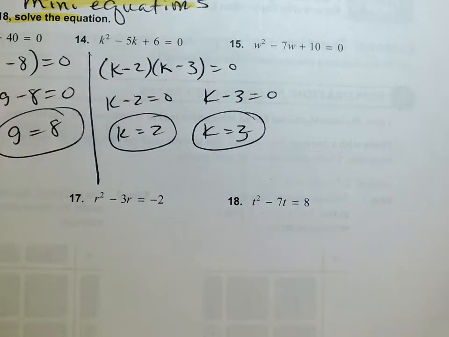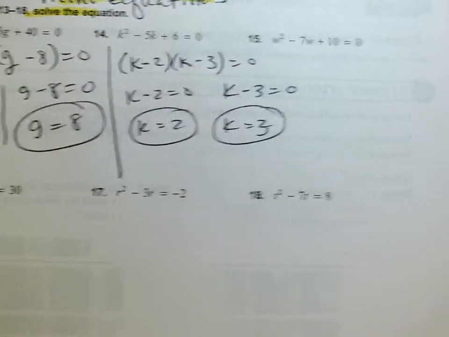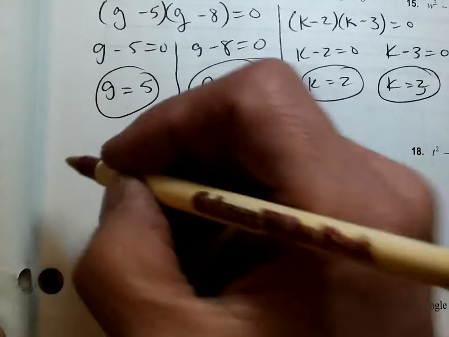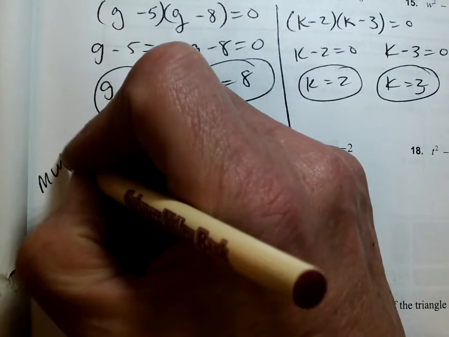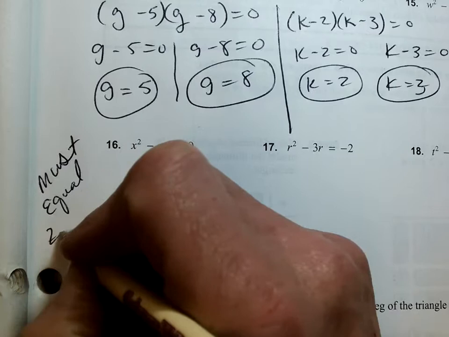Okay. Let's jump down to 16 when you're ready, okay? I'm ready. Okay, let's jump down to 16. Now, it has to equal 0. It must equal 0, okay?